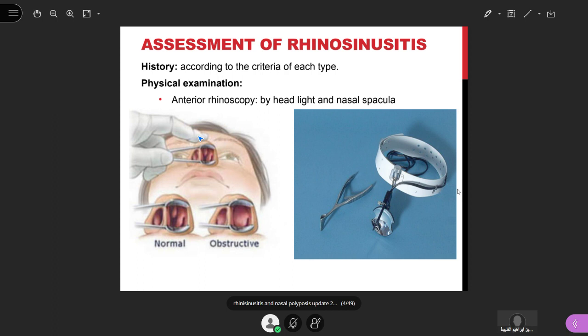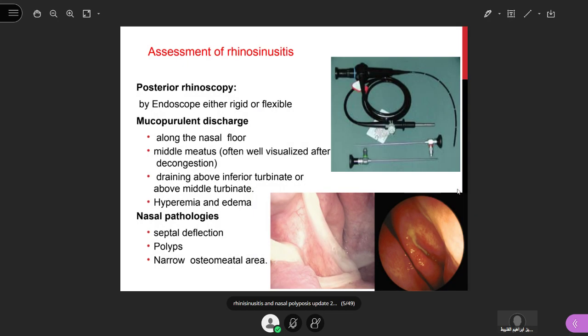History depends on each type. For physical examination, we need to do anterior rhinoscopy with a headlight and nasal speculum, either the Thompson or the pediculum. In posterior rhinoscopy, we use the endoscope, either rigid or flexible. Again, we need to assess the mucopurulent discharge along the nasal floor and middle meatus, draining above the inferior turbinate or above the middle turbinate, and hyperemia, edema, or allergic signs.